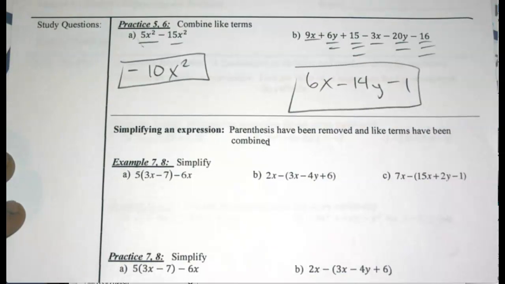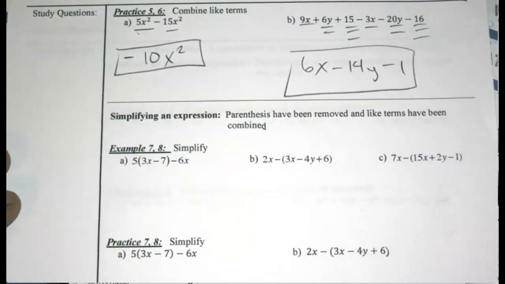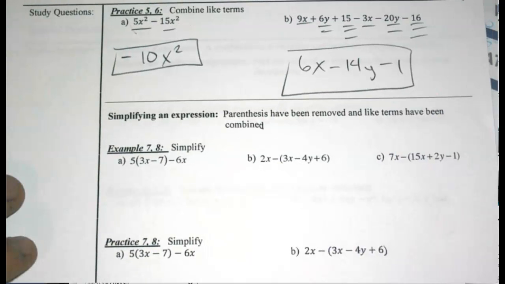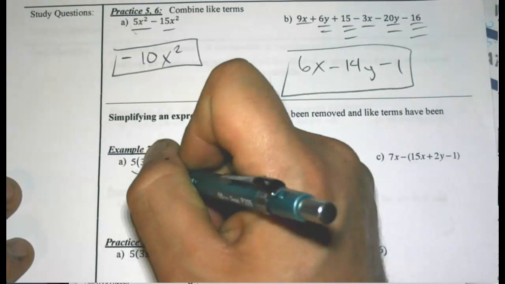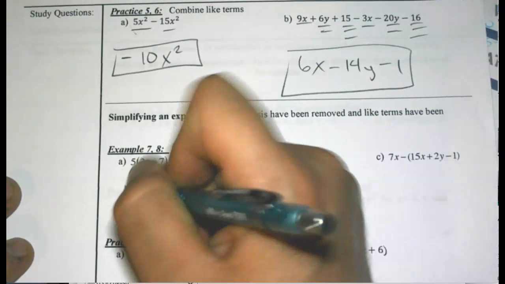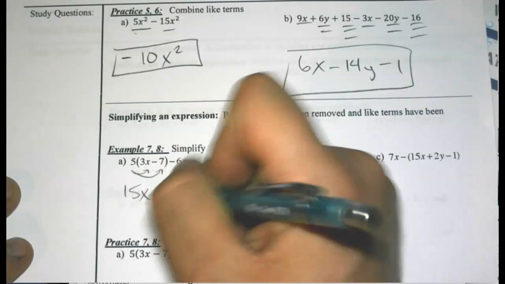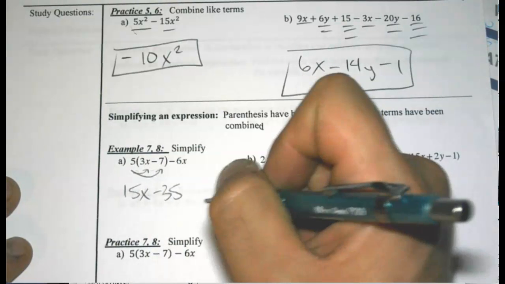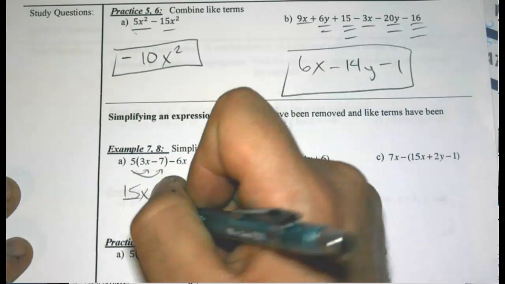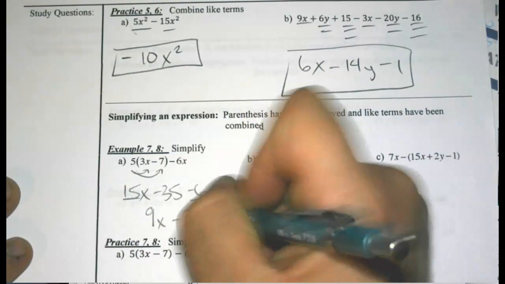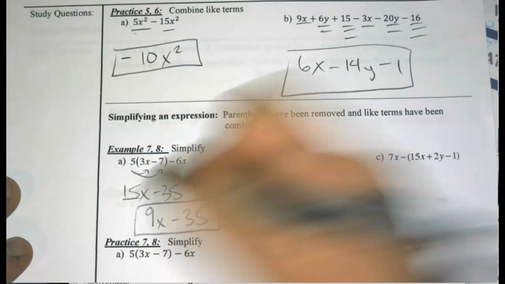Alright, just combine like terms. All you do is add or subtract depending on the sign of the term. Here, distribute. Right, 5 times 3 is 15x, 5 times 7 is 35. Bring down minus 6x, 15 minus 6 is 9, 9x, bring down minus 35, that one's done.